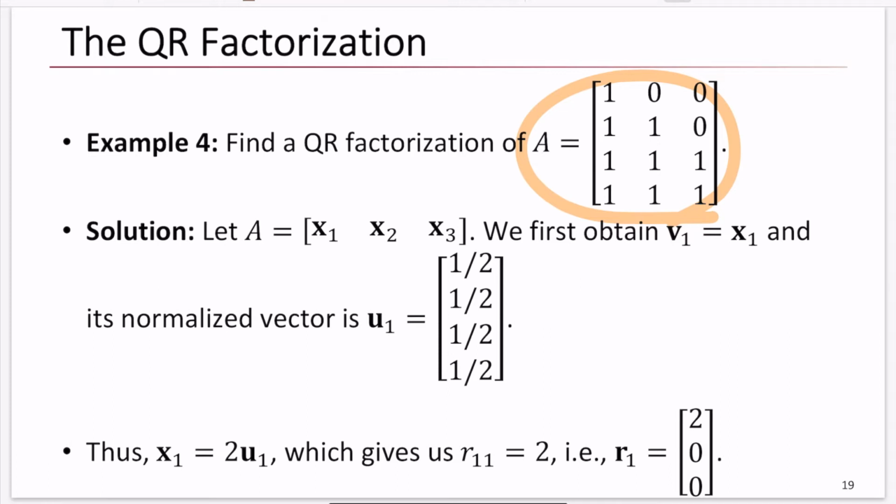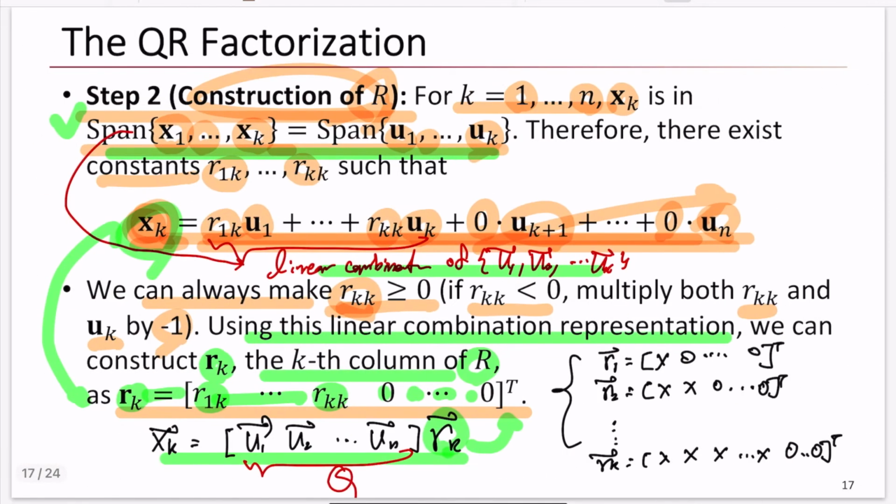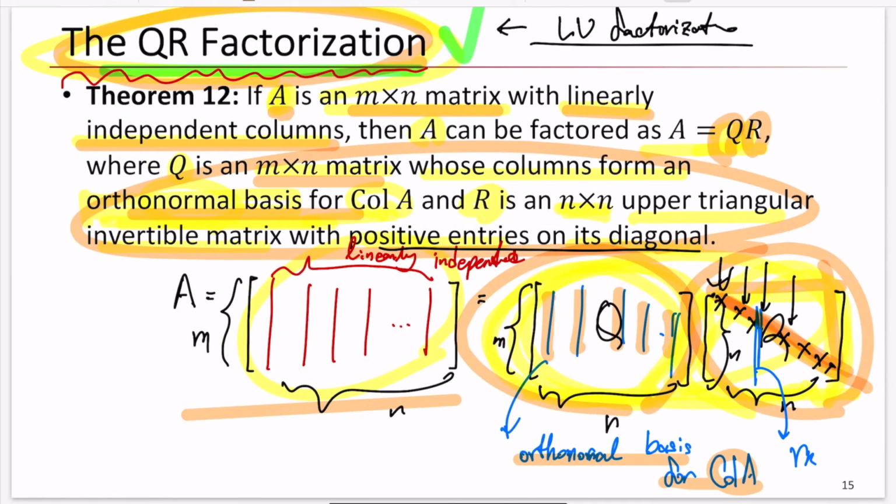Today we will finish QR factorization and move to the least squares solution. Okay, let's review the QR factorization. This is Theorem 12.